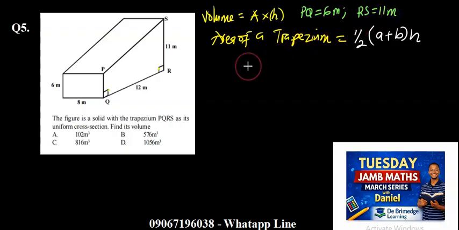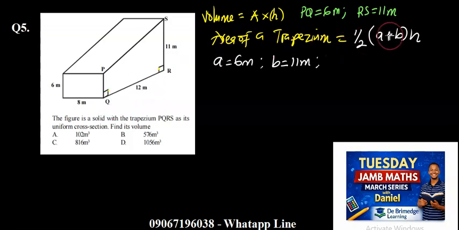In this scenario, A is going to be PQ, so A is equal to 6 meters. SR, which is B, is equal to 11 meters, and then the height in this case is QR. QR is the height, the length, which is 12 meters. So H is going to become 12 meters.